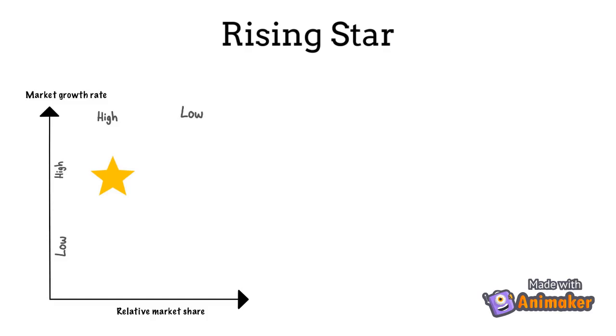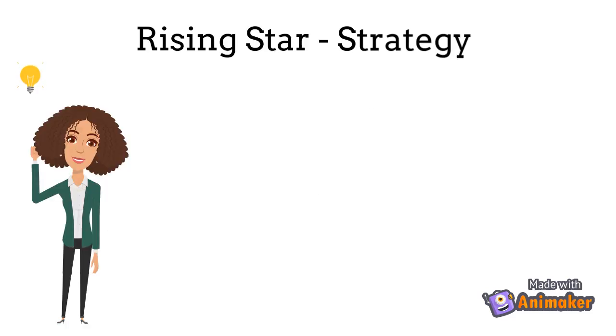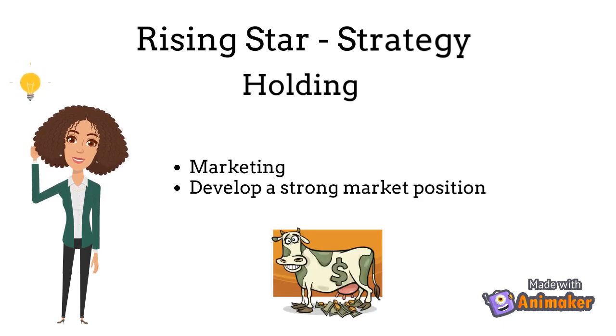The third component of the Boston matrix is the so-called rising star. This is a product that has a high market share and is also in a fast-growing market. That means that it is obviously attractive, but might need more promotion due to other competitors. The strategy for these products is called holding. This means that the company continues to invest in marketing to develop an even better and stronger market position, to make profit or to keep sales stagnant. Often, the money which is in excess of the cash cows is used to promote these rising stars on the market.